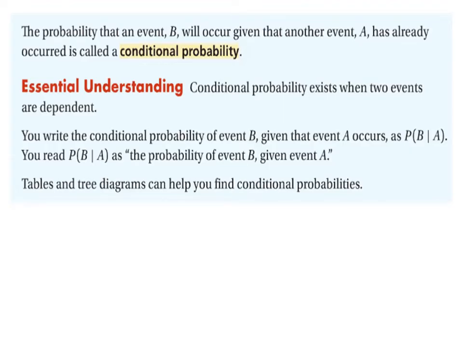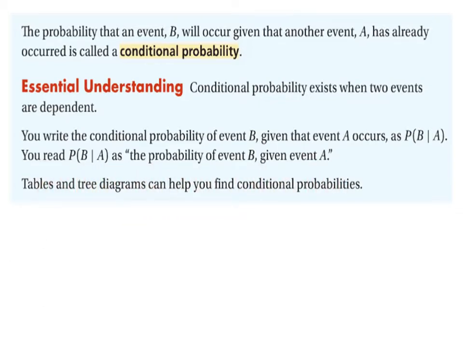So looking at the probability that event B will occur, given that event A has already occurred, is called a conditional probability. Conditional probability exists when two events are dependent. So again, they have to be dependent events. Here's some notation about how to write conditional probability. The conditional probability of event B, given that event A occurs, looks like this: the probability of event B, given that A has already occurred. So the probability of event B given event A.